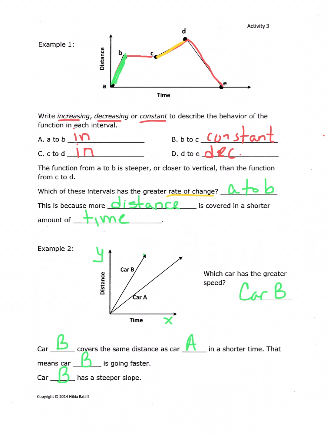Notice they both end up here, whatever this distance is. Let's say that's 20 miles. So if that up here is 20 miles, they both went 20 miles. And let's say down here is time. Let's say this is 1 hour, but over here this is 2 hours. So that's why car B covers the same distance as car A in a shorter time. That means car B is going faster. Car B has the steeper slope.